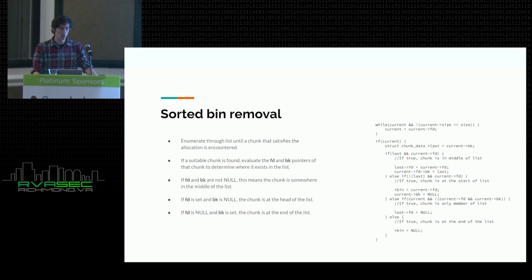So if forward and back are not set to null, if they are set to values, this means that the chunk is somewhere in the middle of the list. If forward is set and back is set to null, then we know the chunk is at the head of the list. And if forward is null and back is set, we can infer that the chunk is at the end of the list.